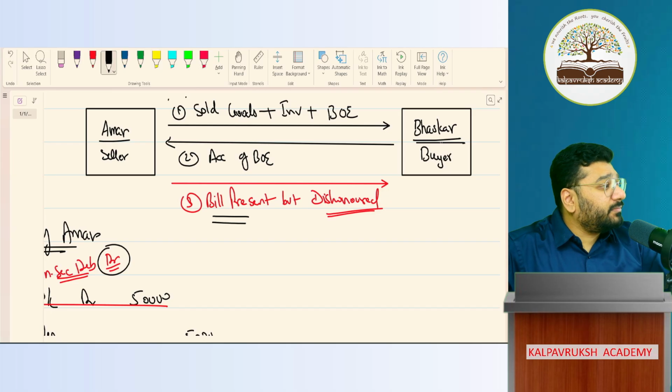Bhaskar is also out of station. For any emergency, he's gone out. So he's not there to make the payment. On his behalf, nobody's there to make the payment. Or Bhaskar has no intention to make the payment. He wants to defraud it.